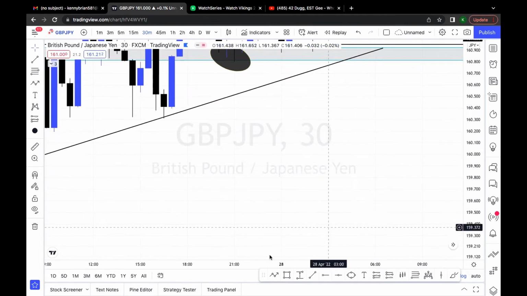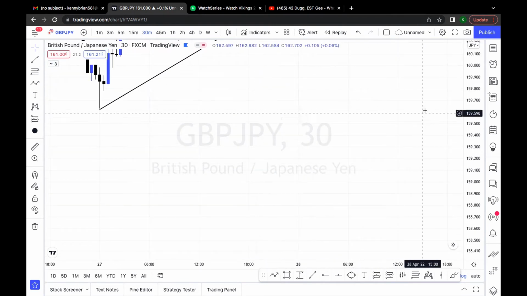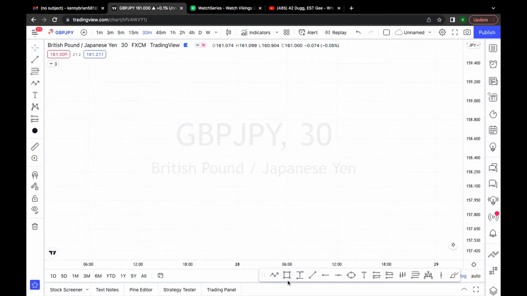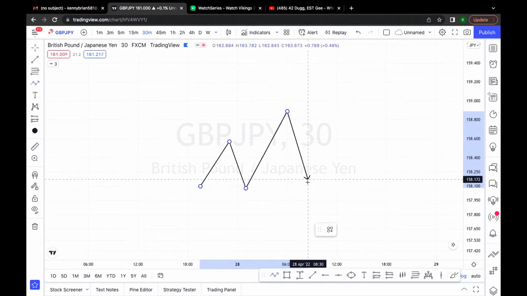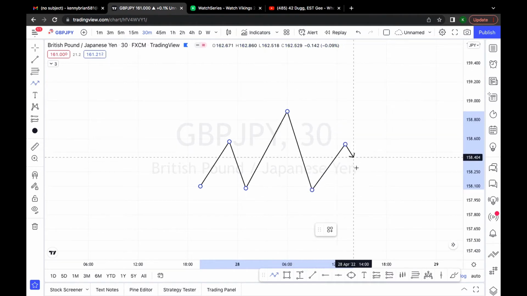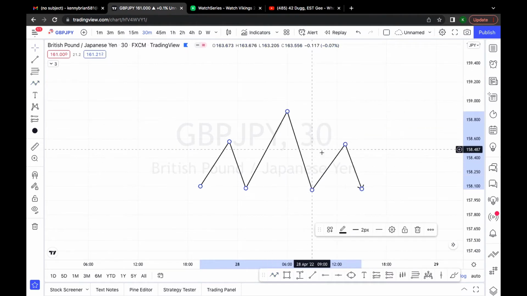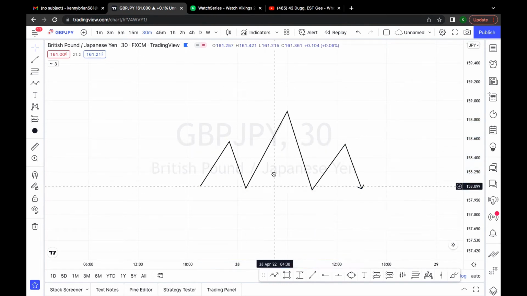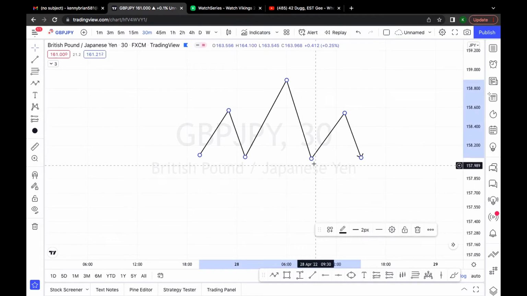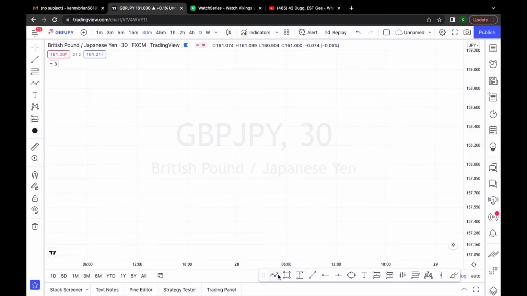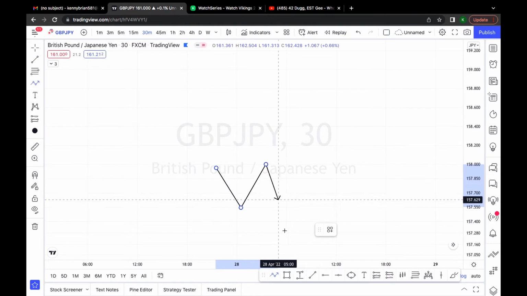So now let's talk about inverted head and shoulders, right? First, let me show you an example of a head and shoulders. This is what a head and shoulders looks like, right? It has a head, a right shoulder, then a left shoulder. So all you have to do when it's an inverted head and shoulders is just invert it, right? So inverted head and shoulders looks like this.